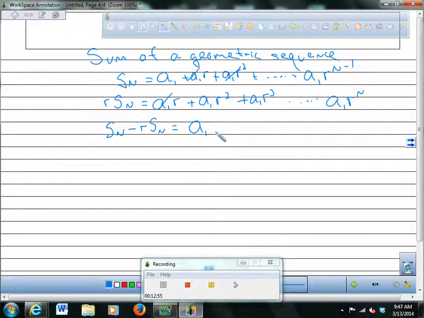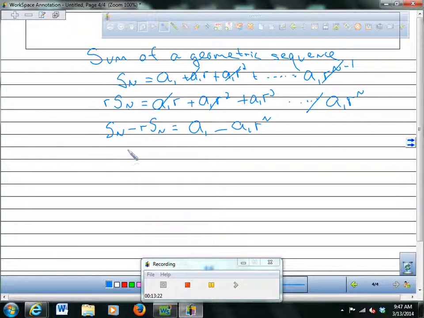Until minus a sub 1 r to the n. See? So everything will cancel, and this will even cancel with the term right before this. But this has nothing to cancel with, right? So you'd have minus a sub 1 r, and then you have this formula.